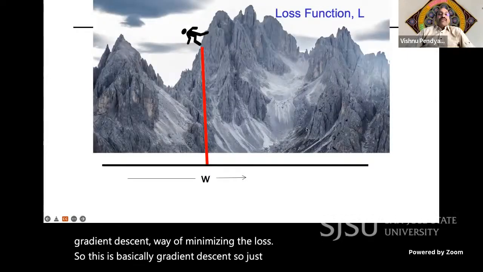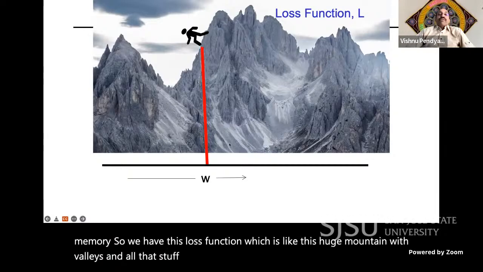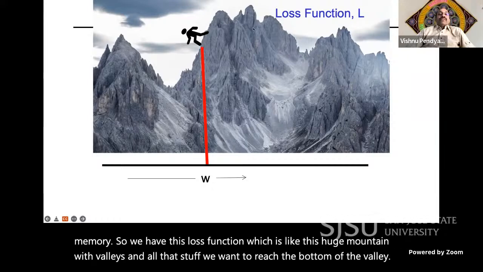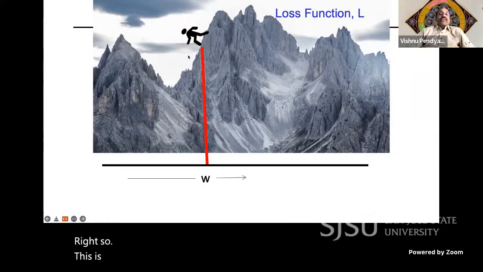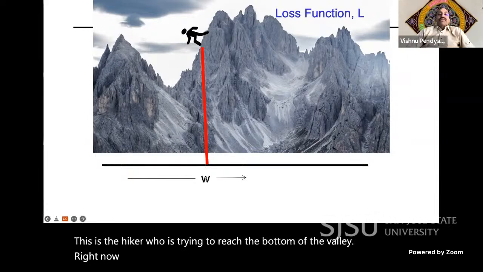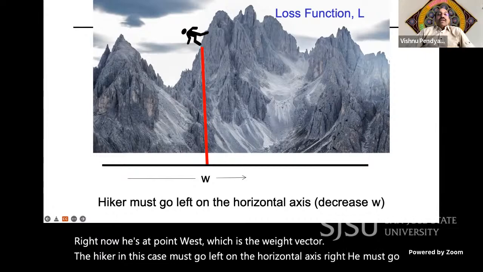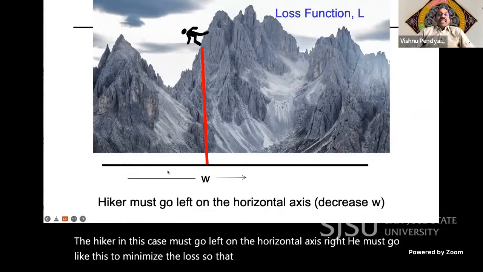Just to refresh your memory, we have this loss function, which is like this huge mountain with valleys and all that stuff. We want to reach the bottom of the valley, right? So this is the hiker who's trying to reach the bottom of the valley. Right now he's at point W, which is the weight vector. The hiker in this case must go left on the horizontal axis, right? He must go like this to minimize the loss. So that means W must be less, right?